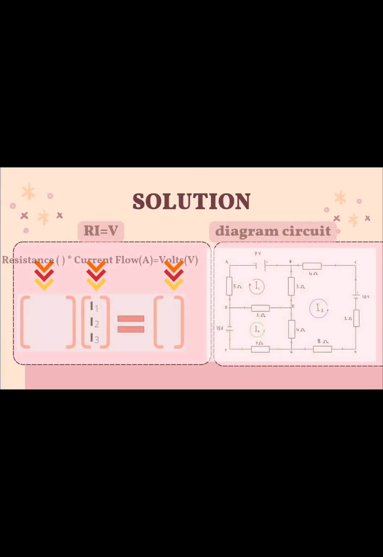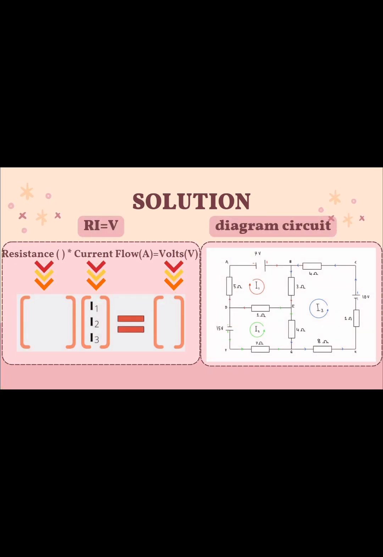We can make the equation based on the diagram using the formula Ri equal to V. That is, resistance times current flow is equal to volts.